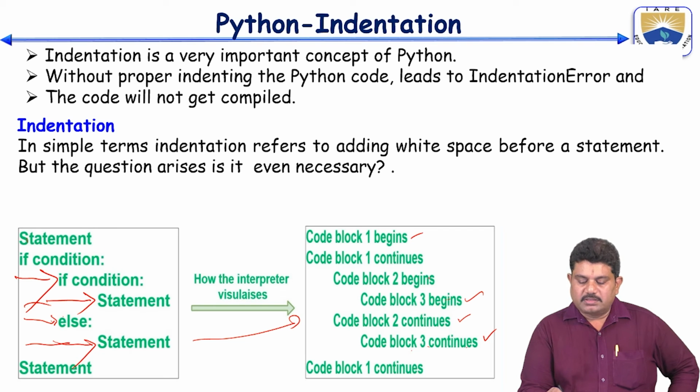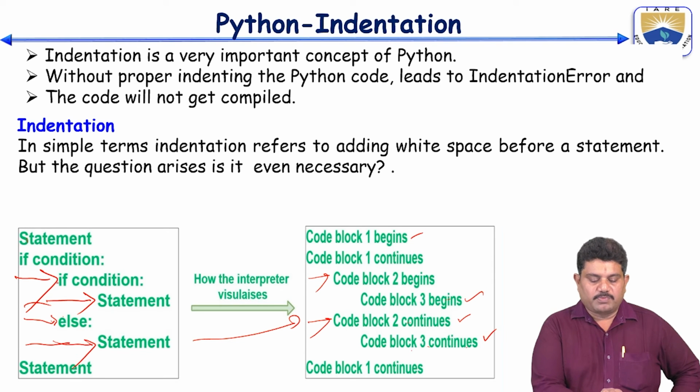How can you decide this one is code block 2? Based on the number of white spaces in front of the statement. Here, the number of white spaces before the internal if condition and the number of white spaces before the else are both the same. That's why these two belong to the same code block. Here, the number of white spaces before the statement and before if are both the same. Because of that, these two belong to the same code block.